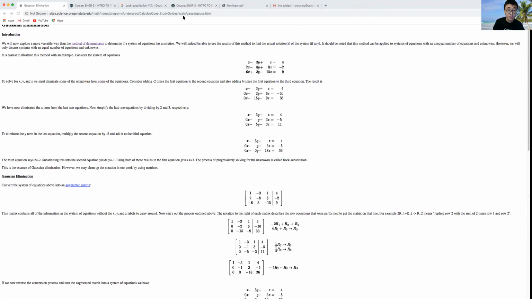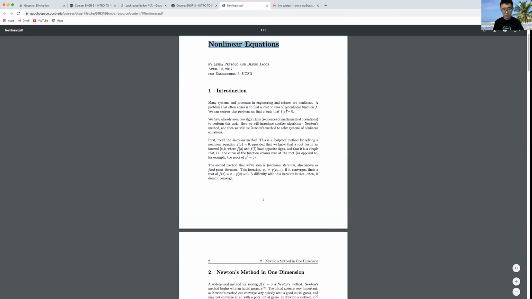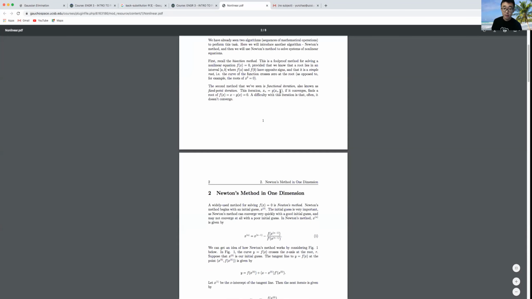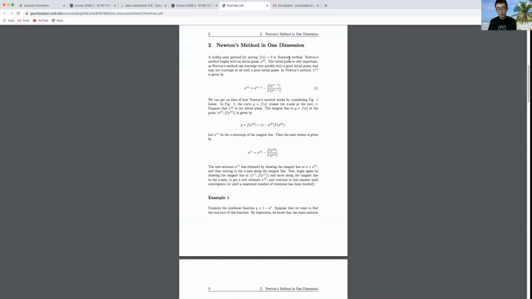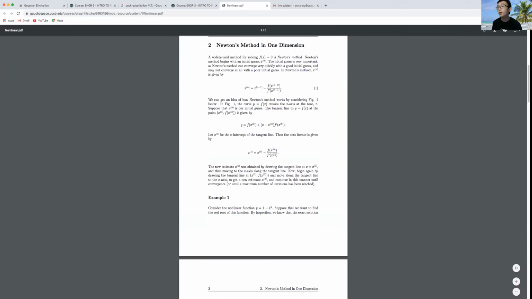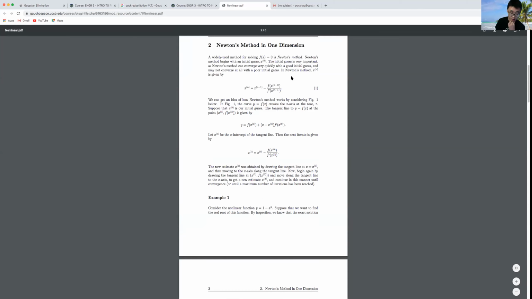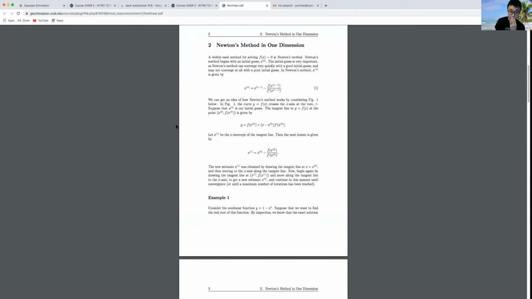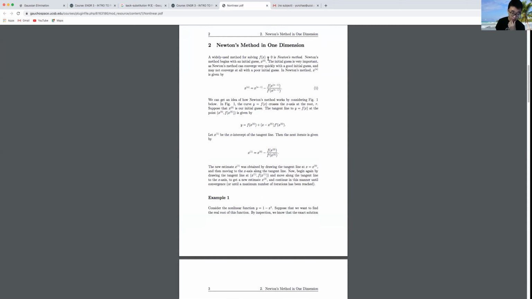Another thing is Gaussian. Sorry, not Gaussian. Another thing we covered today is nonlinear equations. So for nonlinear equations, we need to apply Newton's method. And okay, again, since you guys have never seen Newton's method before, we can talk more details about this. So Newton's method is trying to solve nonlinear systems or nonlinear equations.